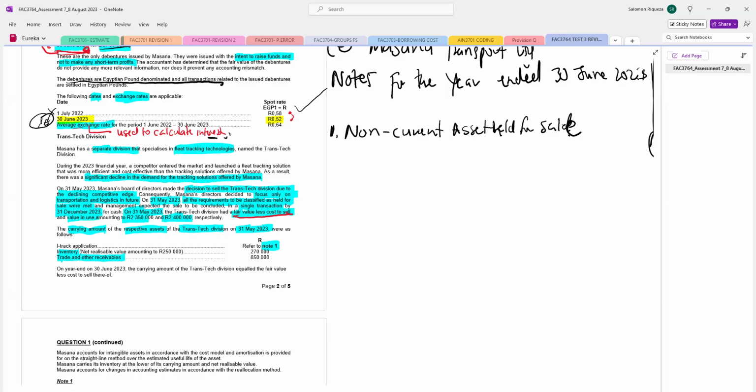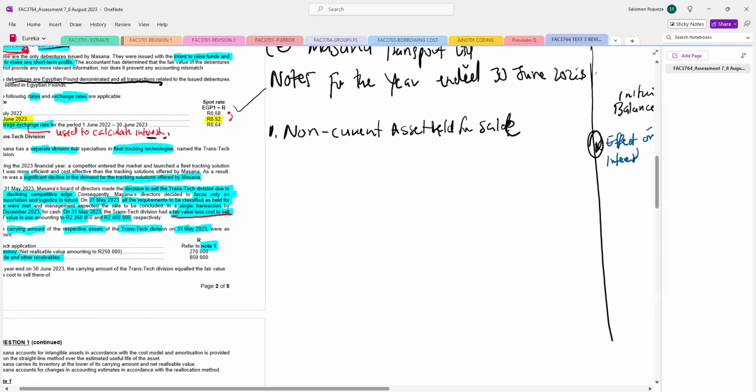So in this situation, I've got 3 assets. I've got the iTrack application, the inventory, trade receivable. Inventory and trade receivable already are current assets, so we do not allocate impairments to them. So the only asset that looks like we can allocate impairments to is the iTrack application, which we still need to measure a little further.